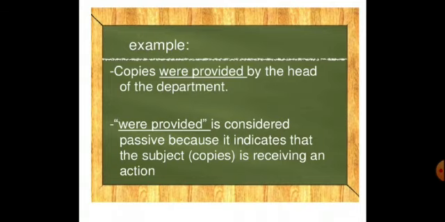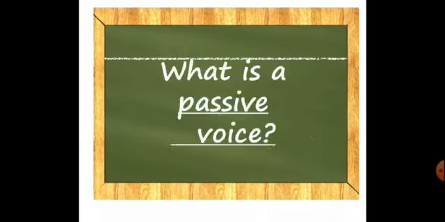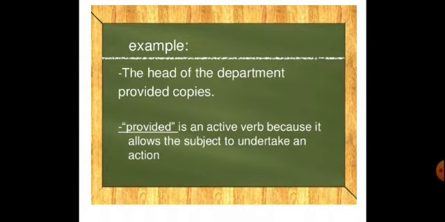Now, do you remember how I can form the passive verb? The most important thing is the verb to be. That is the key role of the passive voice. If I have a verb like in the sentence before, the head of the department provided copies, provided is past. So the past of verb to be is was or were.